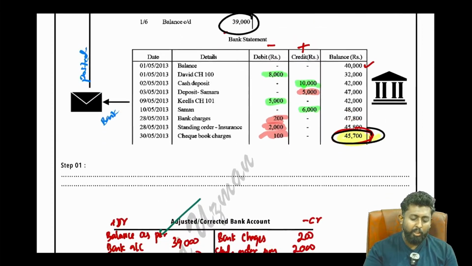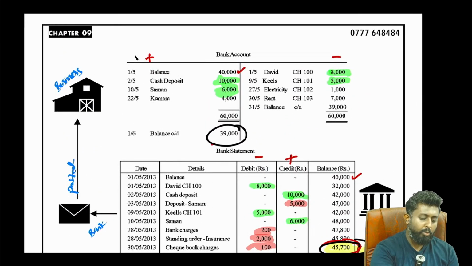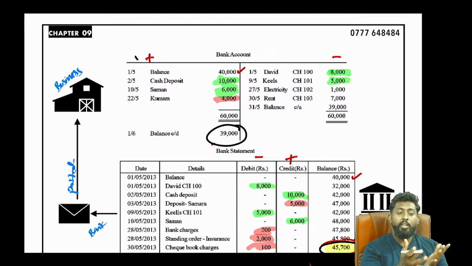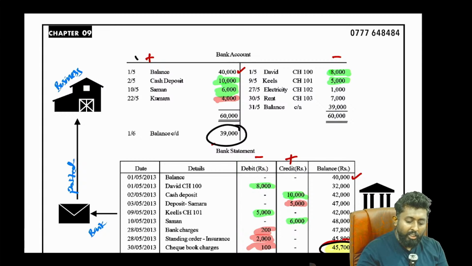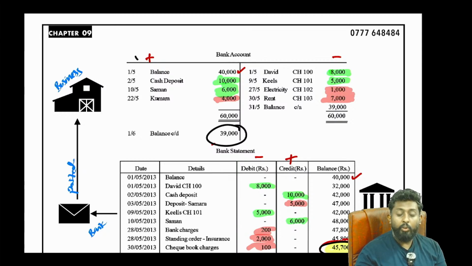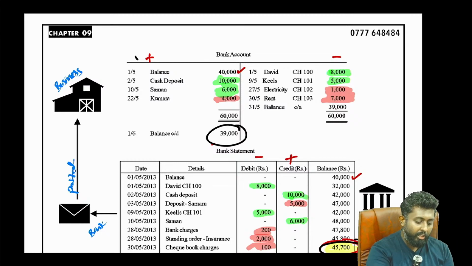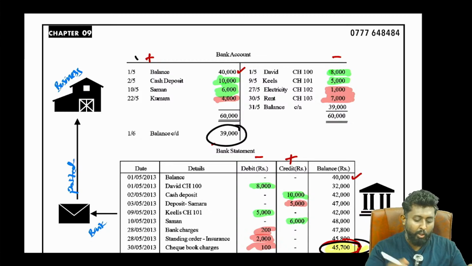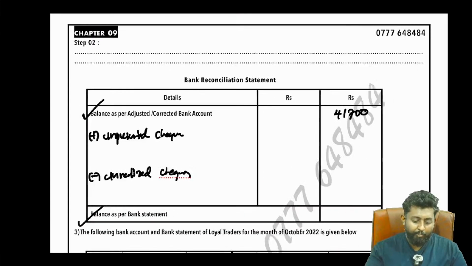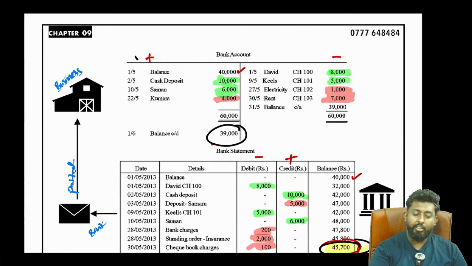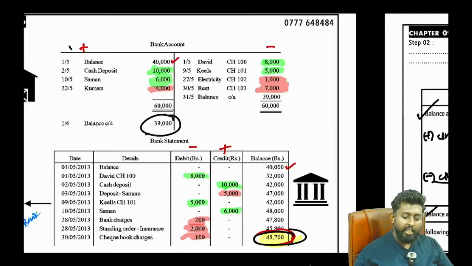So what are those remaining things in the bank account where we haven't marked? Why is it not highlighted in green? We have added, the bank has not added: unrealized check. Okay, then what is this? Electricity and rent, we have minus, the bank has not minus: unpresented check. So very easy. Let's write down the unrealized check of Kumara, which is 4,000, and the unpresented checks, the electricity and the rent, 1,000 and 7,000.